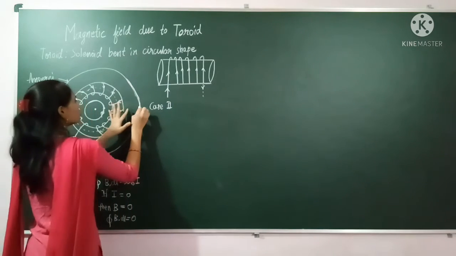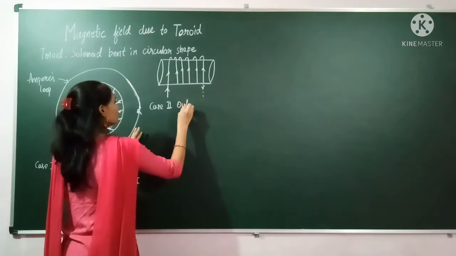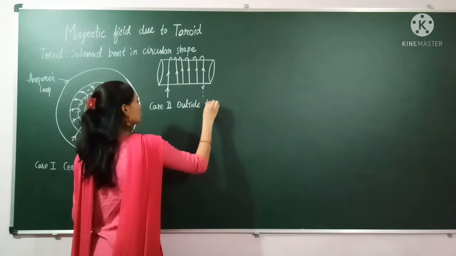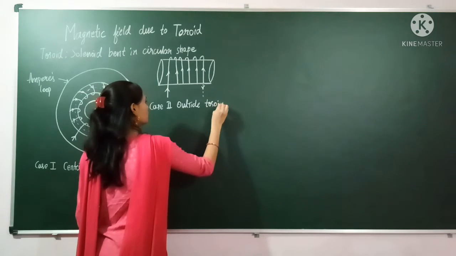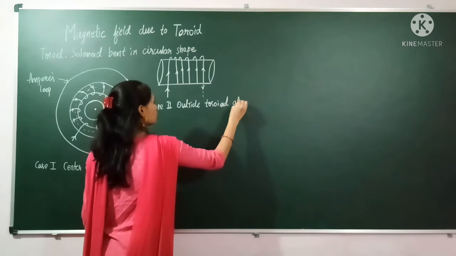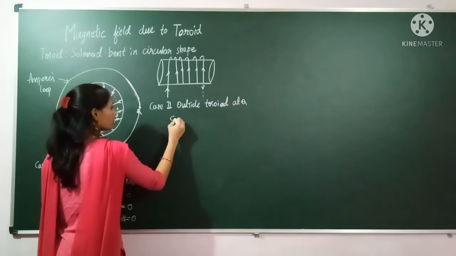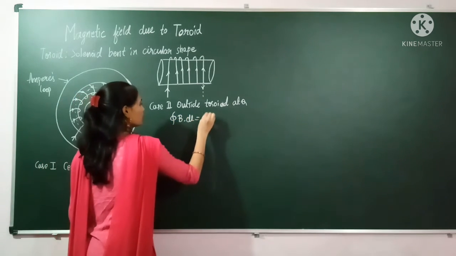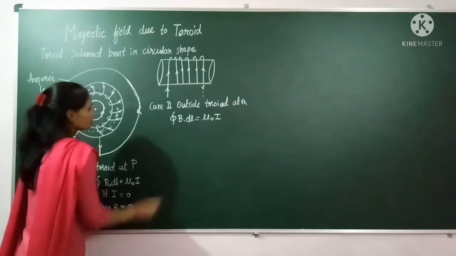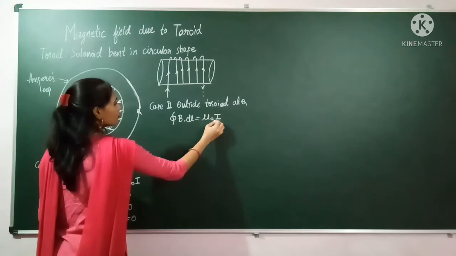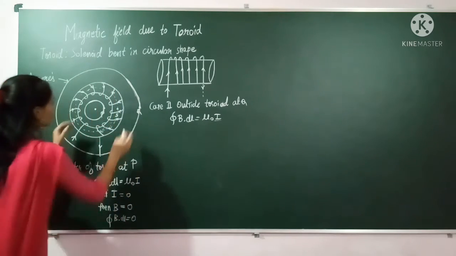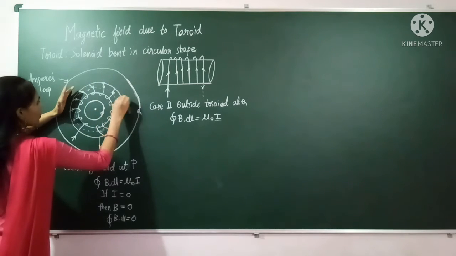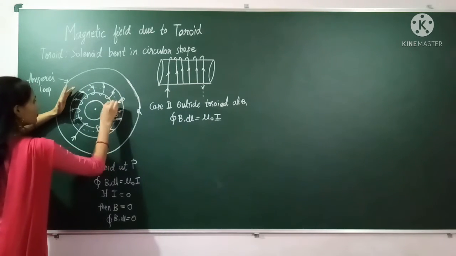Case 2 is a point outside the toroid, at Q. Again we apply Ampere's circuital law, closed integral B dot dl equals mu naught I. In this case, for I we have to take the net current. This is our point Q. Inside this loop, if you observe, this point appears like a dot and this point appears like a cross.